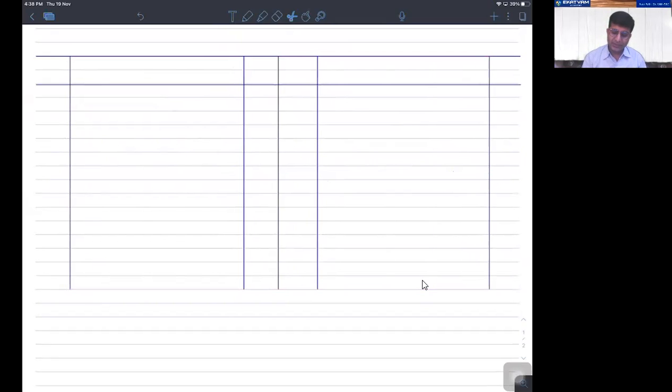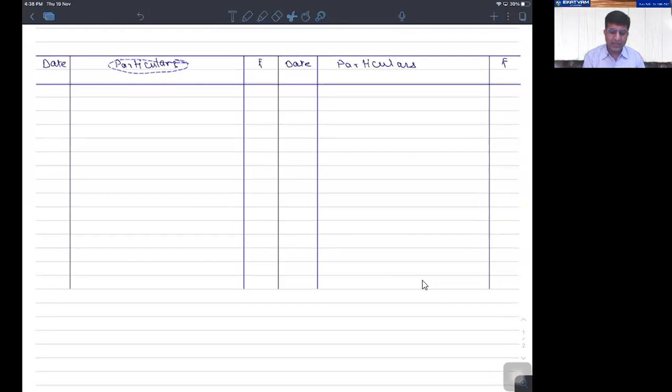So I'll have the columns as date, particulars, and amount. Again, I'll have the columns as date, particulars, and amount. In this case, this will be termed as a single column cash book because we are having only one amount column on both the sides of this cash book.